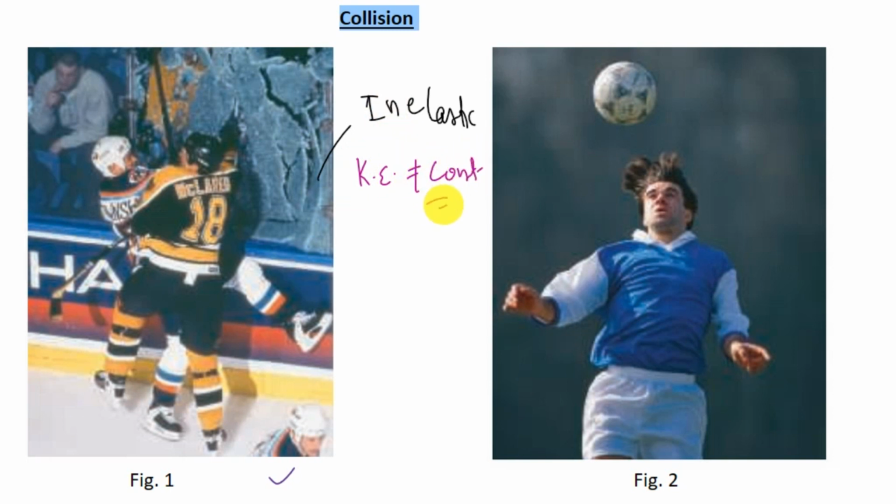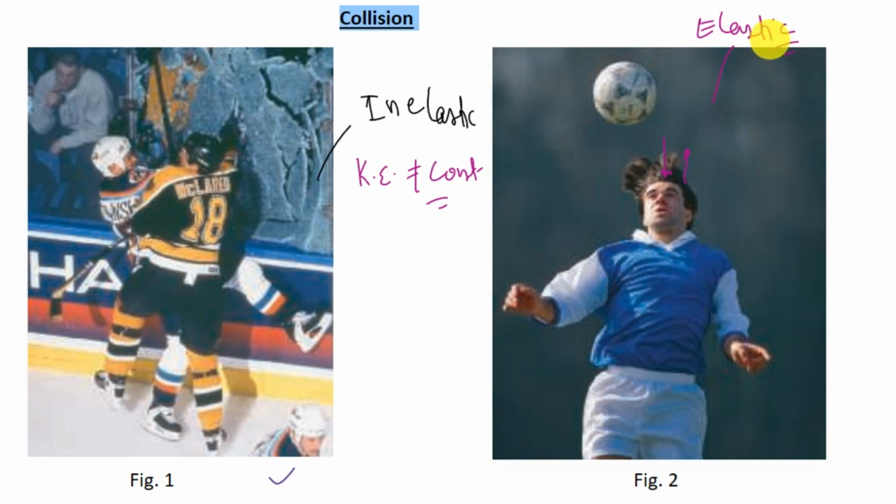the collision is inelastic. But in this case, when the ball hits the head of this player, the velocity with which it hits, it almost rebounds with the same velocity. That means the kinetic energy almost remains the same. So this will be a case of elastic collision. There is nothing called perfect elastic.